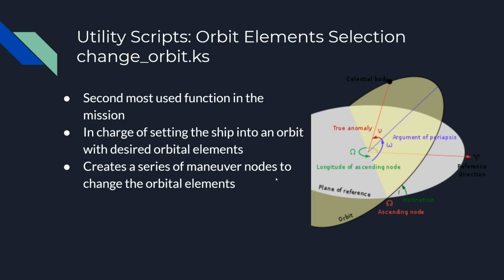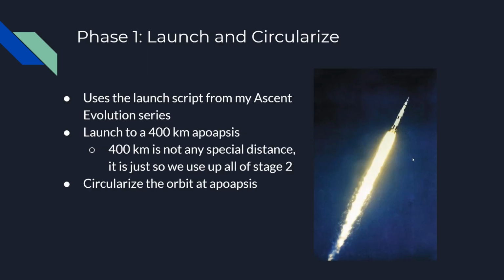The script doesn't work, or I haven't designed it to work with hyperbolic orbits or anything like that. So it's just changes between elliptical orbits. But in order to put it into that orbit, it just calculates and then creates several maneuver nodes that then get executed by the previous utility script. So on to phase one.